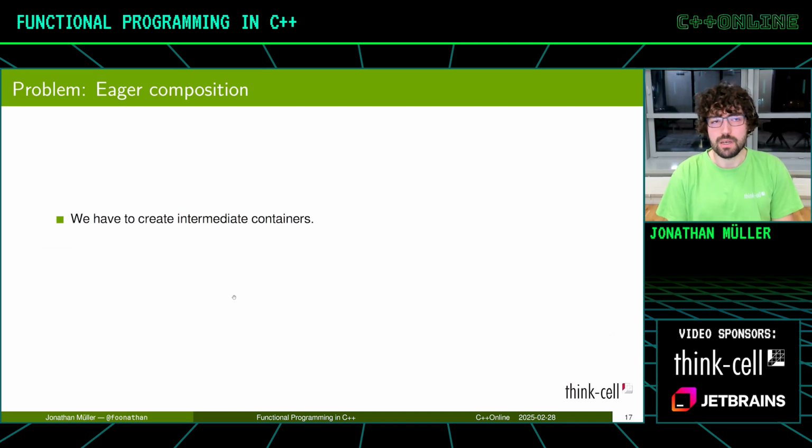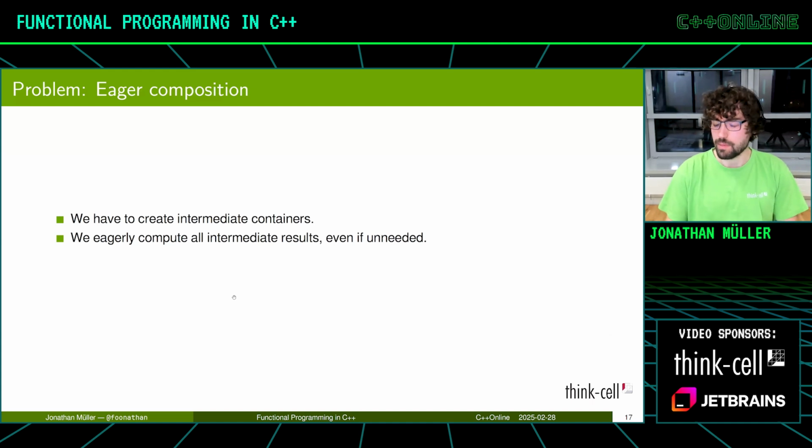Now, while this approach works, it's not really great, because fundamentally it uses eager composition. This means that we have to create intermediate containers. We eagerly compute all the results, even if we don't necessarily need them, right? Because at each step we compute everything. And we haven't really eliminated any state. We still have these intermediate states that we use in our building. So can we do better?